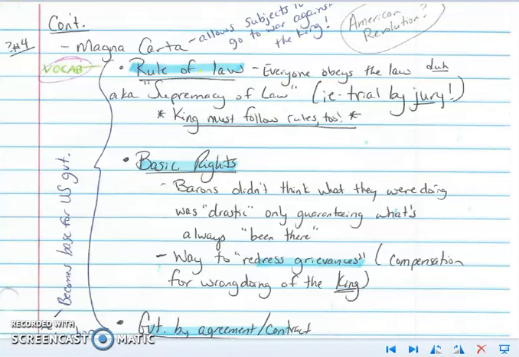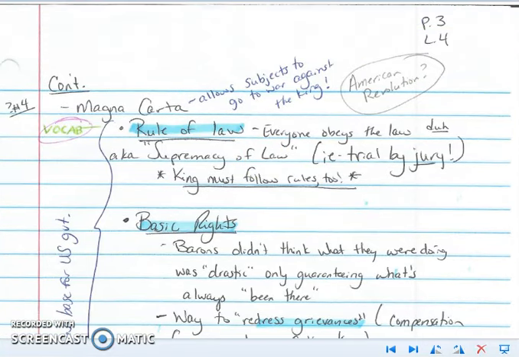So what I did was I took the section on the rule of law, and I just kind of summarized that everyone obeys the law, should be. It's also known as the supremacy of law, and I put an example, trial by jury. That's what i.e. means. Basically, I summarize it by saying the king must follow the laws too.